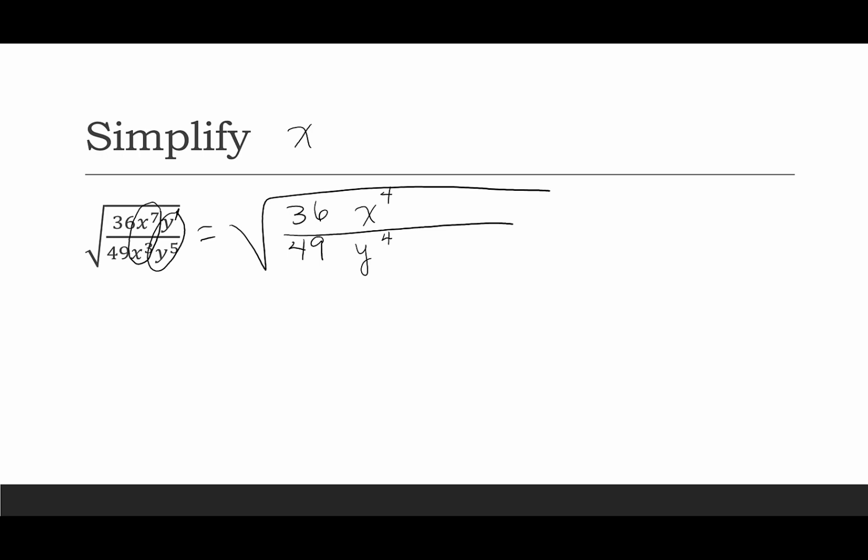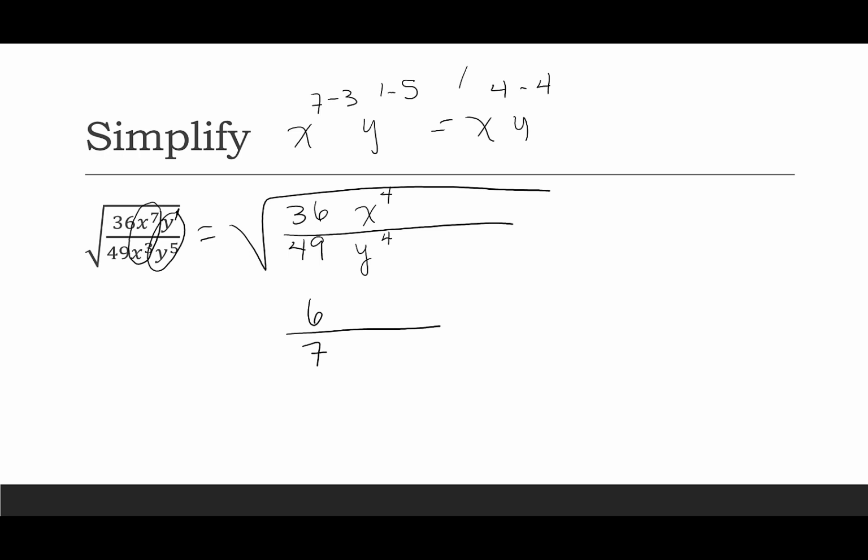You could look at that as x to the 7 minus 3, y to the 1 minus 5 becomes x to the 4th, y to the negative 4, and the negative would send the y to the denominator. Now we're ready to apply the radical. The square root of 36 is 6. The square root of 49 is 7.